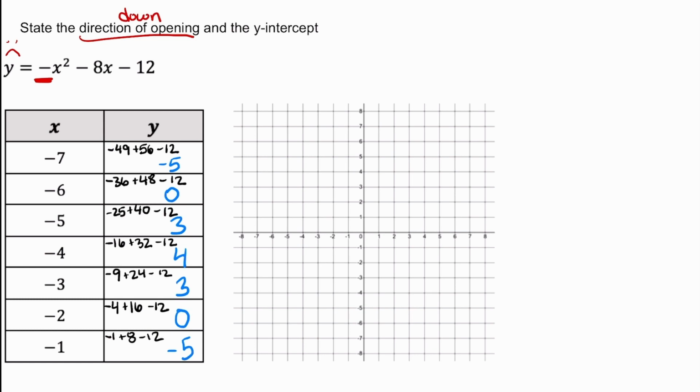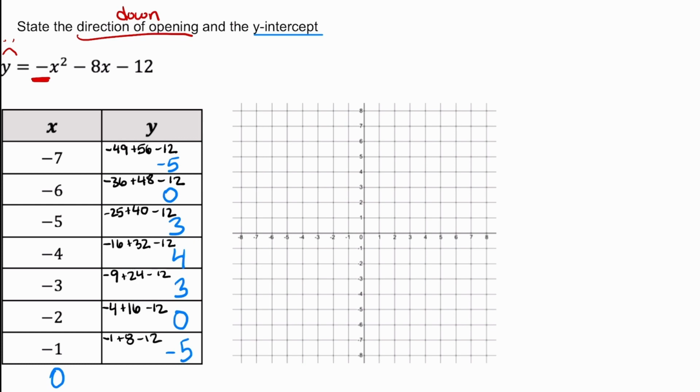So from this table of values, what all can we determine? Well, we can't determine the y-intercept yet. Why can't we determine that? Well, we would need x to be 0. So we could extend this to figure out what our y-intercept is. To do that, we would sub 0 in as our x value. So 0 squared is 0, times -1 is still 0. 0 times -8 is 0, and minus 12. So then our value would be -12.